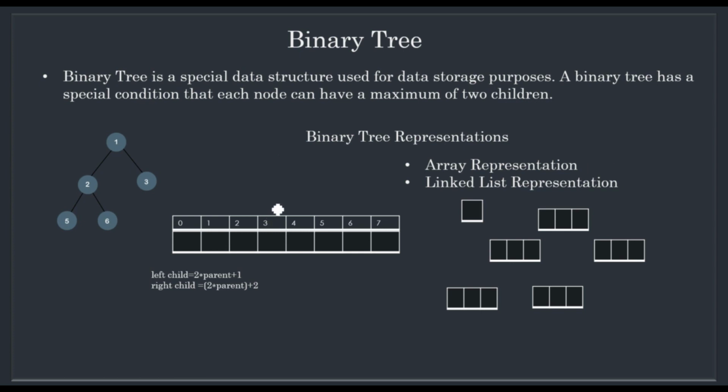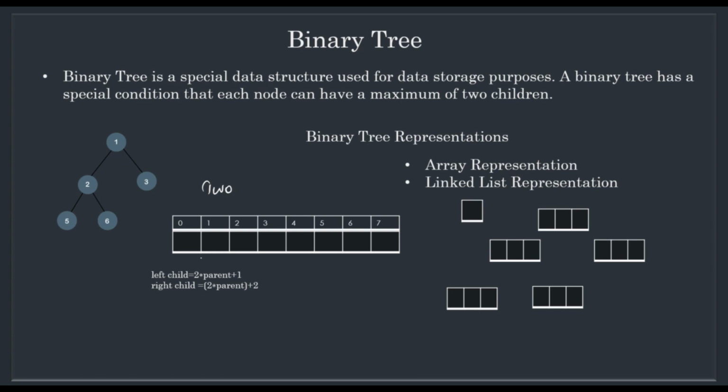Now we are discussing the array representation. The array representation means we are storing the key value of each node in an array. There are two ways of array representation. The first way is if we are starting from the 0th index of the array.